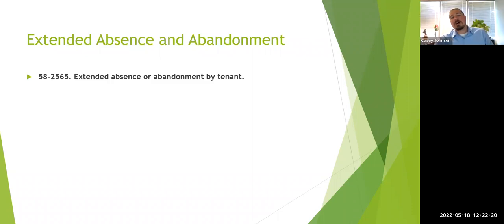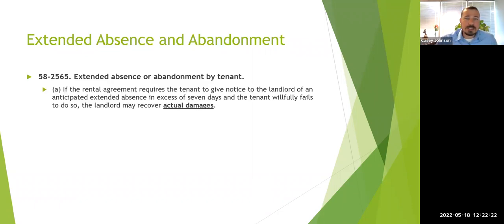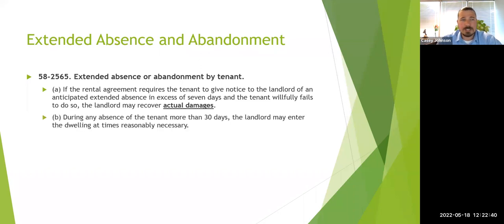If the tenant's going to be gone for more than 7 days, the landlord can require them, and this has to be in the rental agreement, to give the landlord notice that they're going to be gone for that long. I think the purpose of this is that the landlord may want to come in just to make sure that there's no leaks or anything like that. But if the tenant doesn't do that, the landlord can recover actual damages.